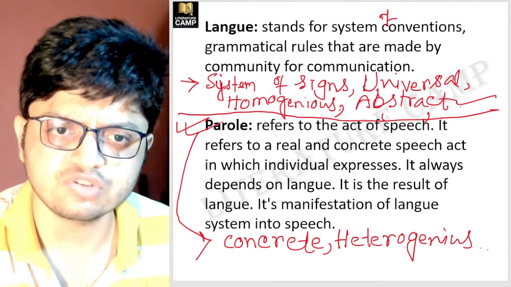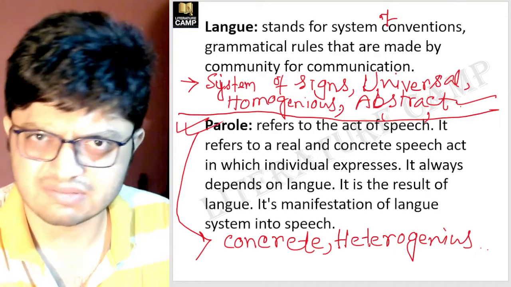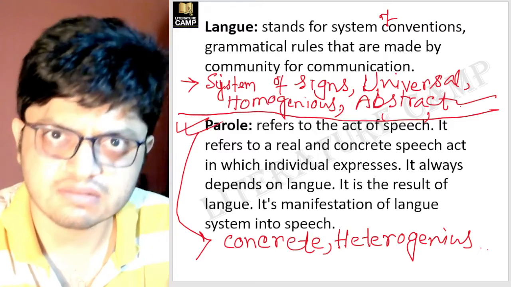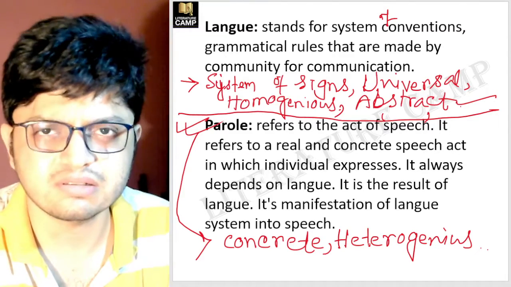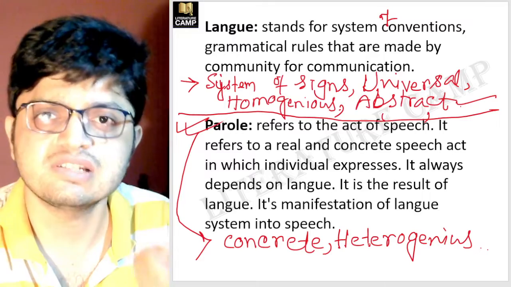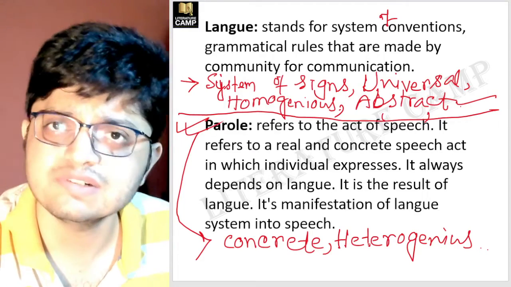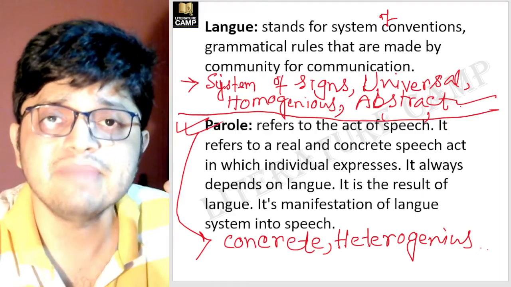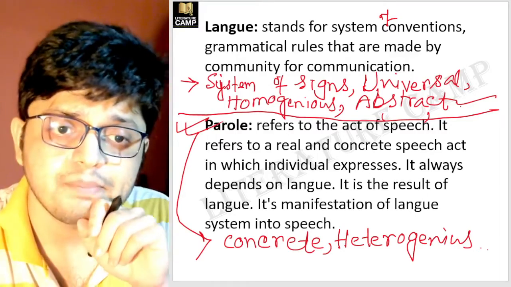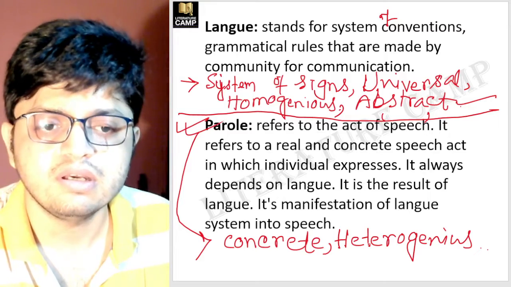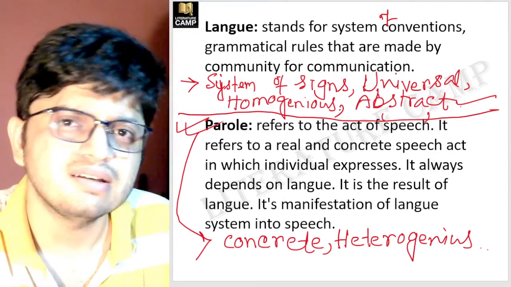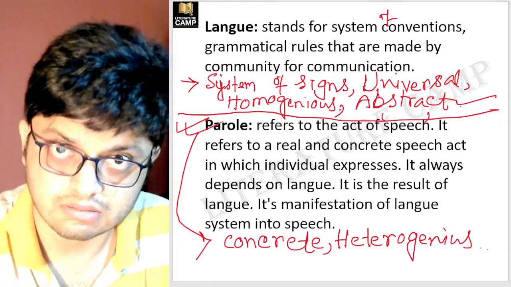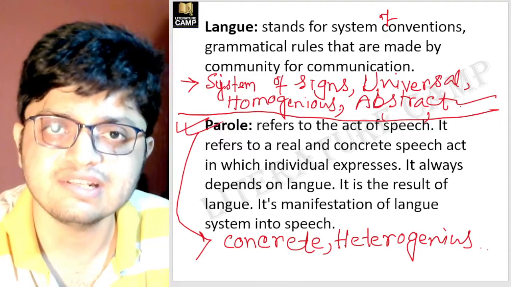I hope you have understood this concept. So lang, let me just briefly summarize what I have said so far. Lang, it is about rules, grammatical conventions, system of signs, universal rules. It can be homogeneous rules, abstract ideas which are made by a community for communication. Parole, it refers to the act of speech. So it is basically depending on lang. It is the result of lang. It is concrete. It is heterogeneous.